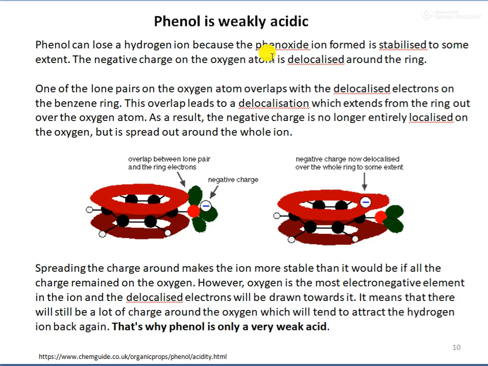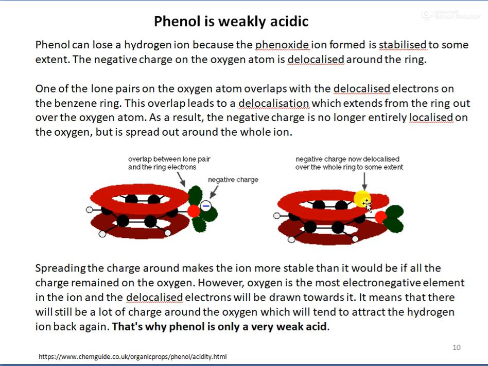Why is phenol only weakly acidic? Here in this orbital diagram, you can see that there is a negative charge on the oxygen atom, and there are two lone pairs of electrons on the oxygen atom. One of the lone pairs of electrons will overlap with the ring. The ring has a rich electron density. So this will overlap with the ring, forming a delocalized ring like this.